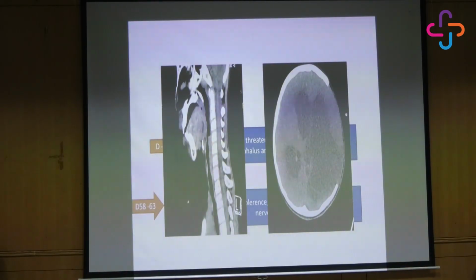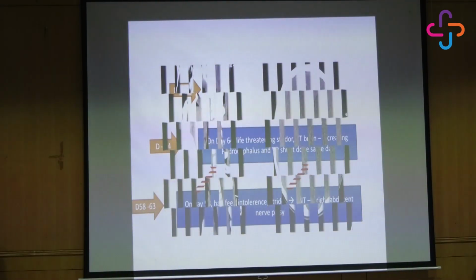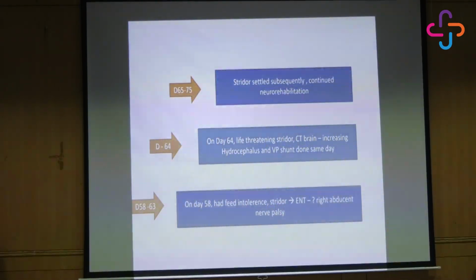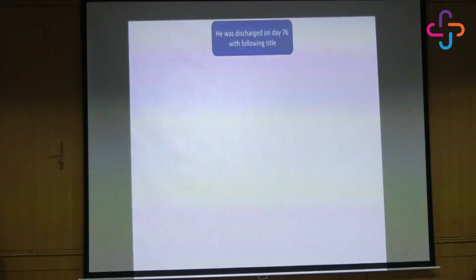CT neck showed mild narrowing of the hypopharynx, with dilatation of the ventricles on the CT brain. So the child was taken up for VP shunt immediately. Post shunt, the stridor settled and the child continued neuro rehab. This child was discharged on day 76 after a long and resource intensive course.